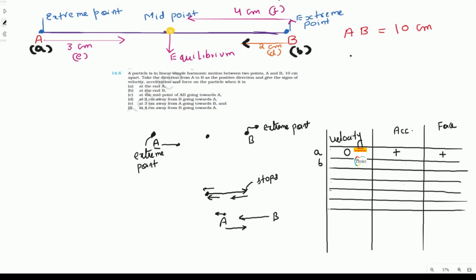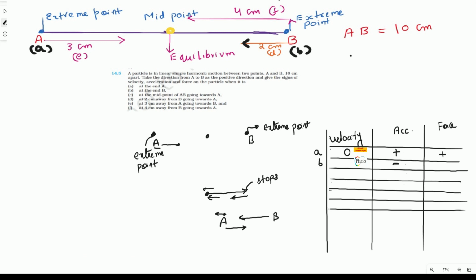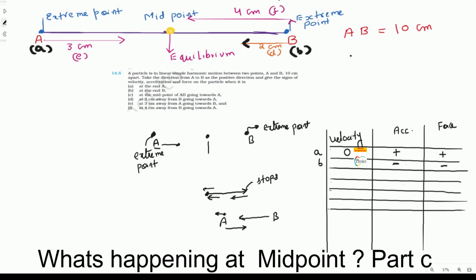Let's talk about B. Acceleration, it wants to go back from B to A, negative, because A to B is positive. So B to A is going to be negative. Force, same, because force is proportional to acceleration. Now at the midpoint of AB going towards A. So this is your midpoint. At the midpoint, it is going towards A, which means it is going from B to A. So the velocity will be negative, because A to B is positive. It is going towards A, so it is negative.